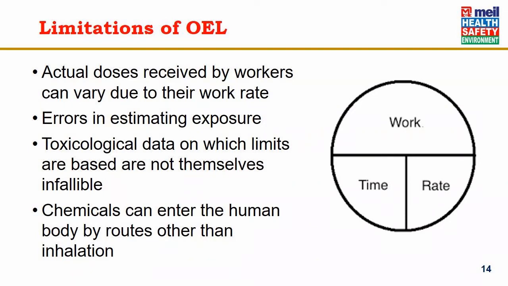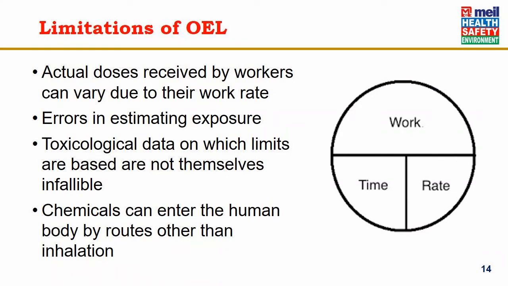Actual doses received by workers can vary due to the work rate. For example, if there is an airborne contaminant, if he is exerting himself more, there is more exertion and breathing, so there can be higher exposure. There are errors in estimating exposure, different experimental errors, and the toxicological data on which limits are based are not themselves infallible. There could be some limitations on the toxicological data obtained from laboratory studies on animals.